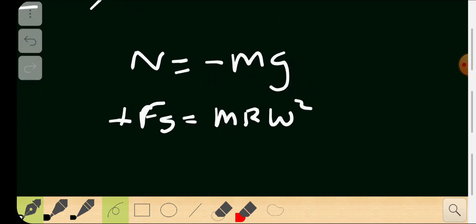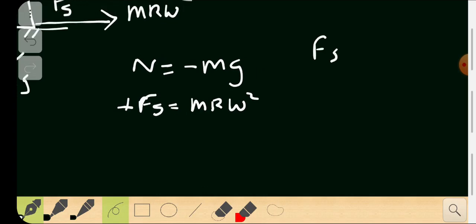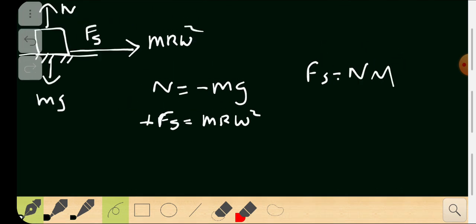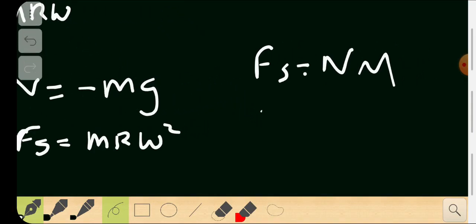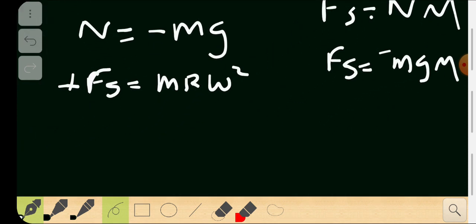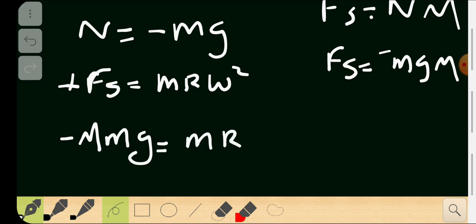Now, what is friction? Friction fs is equal to normal times mu. So normal is equal to minus mg, as you can clearly see. So fs must be equal to mg with a minus sign times mu. Now substitute that back into this equation. So you get fs, which is minus m mu g, must be equal to m r omega square.